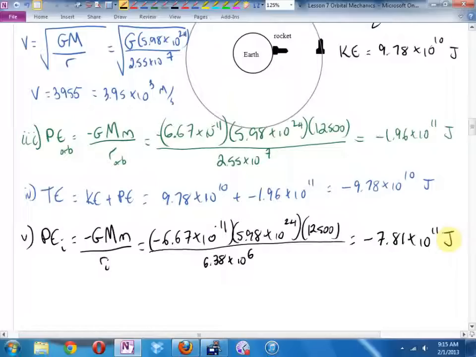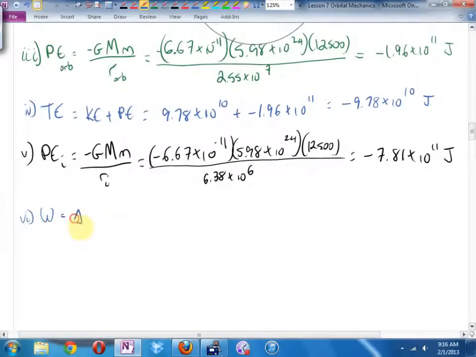What's the last thing they want? Work required. Okay. Here we go. This is where we're going to say work is change in kinetic and change in potential. Or change in potential and change in kinetic. How much kinetic did we have at the beginning? What did we end up with in orbit? We did crunch that somewhere. That was 9.78, was it? Okay. So we have that much to keep it in orbit.